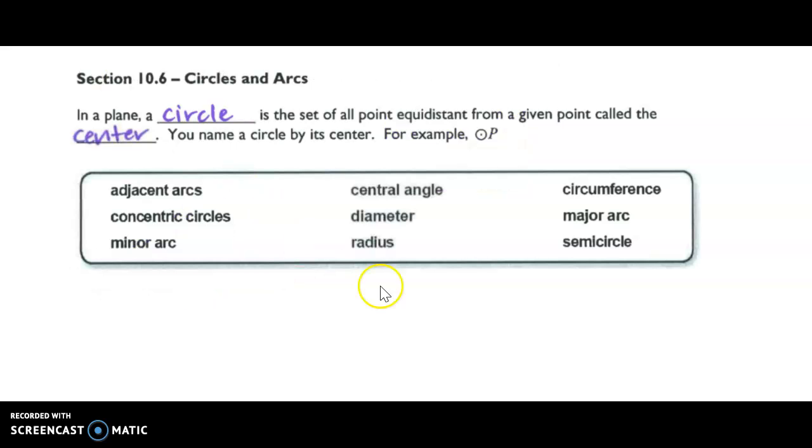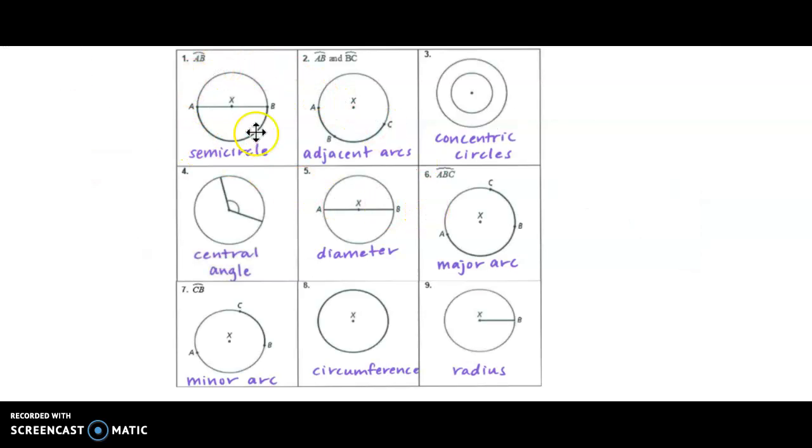So for circles, you've got to know the definition of a circle. Please look this over. There's a lot of stuff we're going to look at here. You should know what a semicircle is. Adjacent arcs: arcs are parts of a circle around it. Concentric circles are a circle within a circle. A central angle is the angle at the center, that's why it's called the central angle. A major arc is more than 180 degrees, more than half a circle. A minor arc is less than half a circle. You should know what a diameter is, a radius is, and a circumference. Circumference is the distance around a circle.